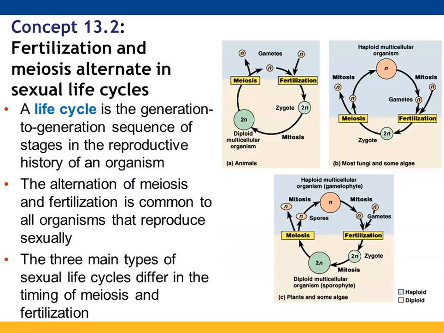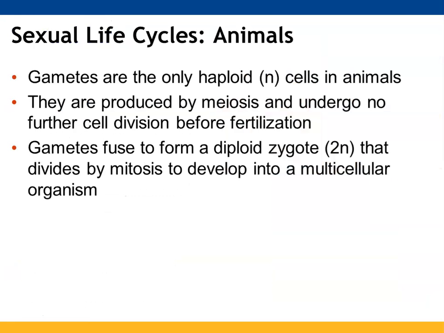Here you have examples of organisms undergoing asexual reproduction, which would be the hydra and the redwoods. Fertilization and meiosis are going to occur in sexual life cycles. There's going to be both meiosis and fertilization taking place. Life cycles are the generation to generation sequence of stages that occur for reproductive organisms. This is common to any organism that's able to reproduce sexually. What's going to vary is when they go through meiosis and when they go through fertilization, whether they're diploid or haploid. That's what we're going to see as we move through this section.